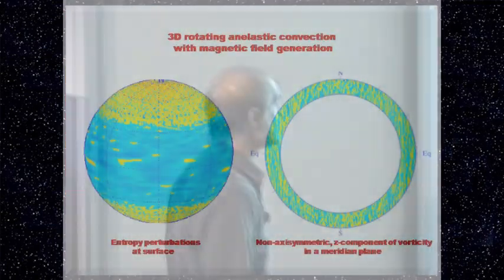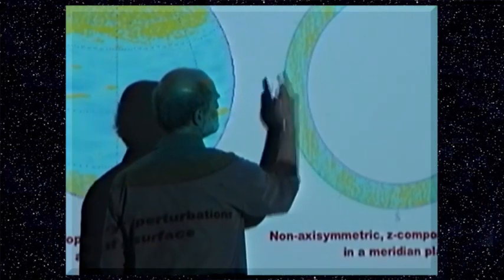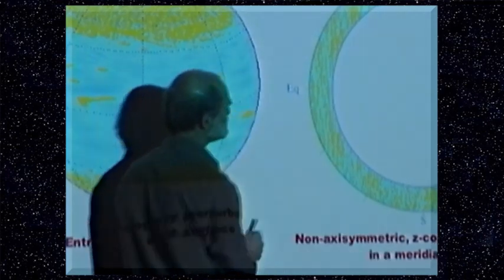Now, some results. These are snapshots, again three-dimensional, taking account of the density stratification. This is entropy perturbations, or you can think of it as temperature perturbations. The blue is lower. In this case, the temperature perturbations are larger, it's warmer in the polar regions than in the equatorial region. This is a slice through the model, the North Pole and South Pole. This shows the Z component of the vorticity. Basically, where you see yellow, you have fluid tending to flow this way, and blue is in the opposite direction. So it's a measure.